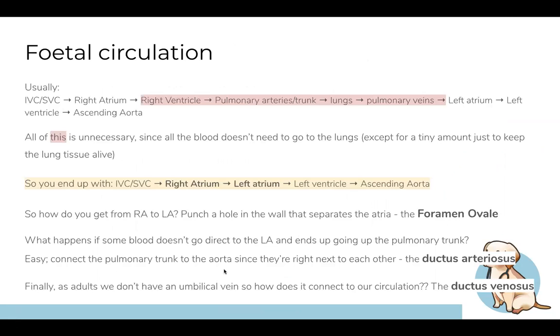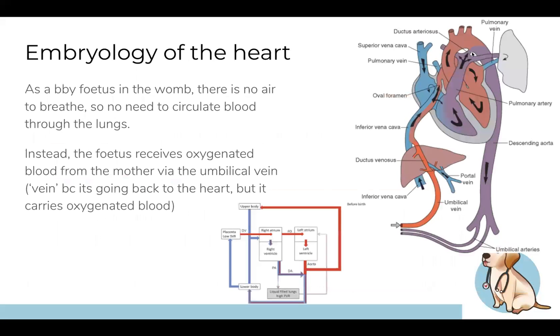So the next question is, what will happen if some blood doesn't go directly to the left atrium? What if it decides that it wants to go to the pulmonary artery, pulmonary trunk, and off to the lungs? We don't want that. So essentially, you connect the pulmonary trunk to the aorta because they're right next to each other. Pulmonary trunk, aorta, you connect them.